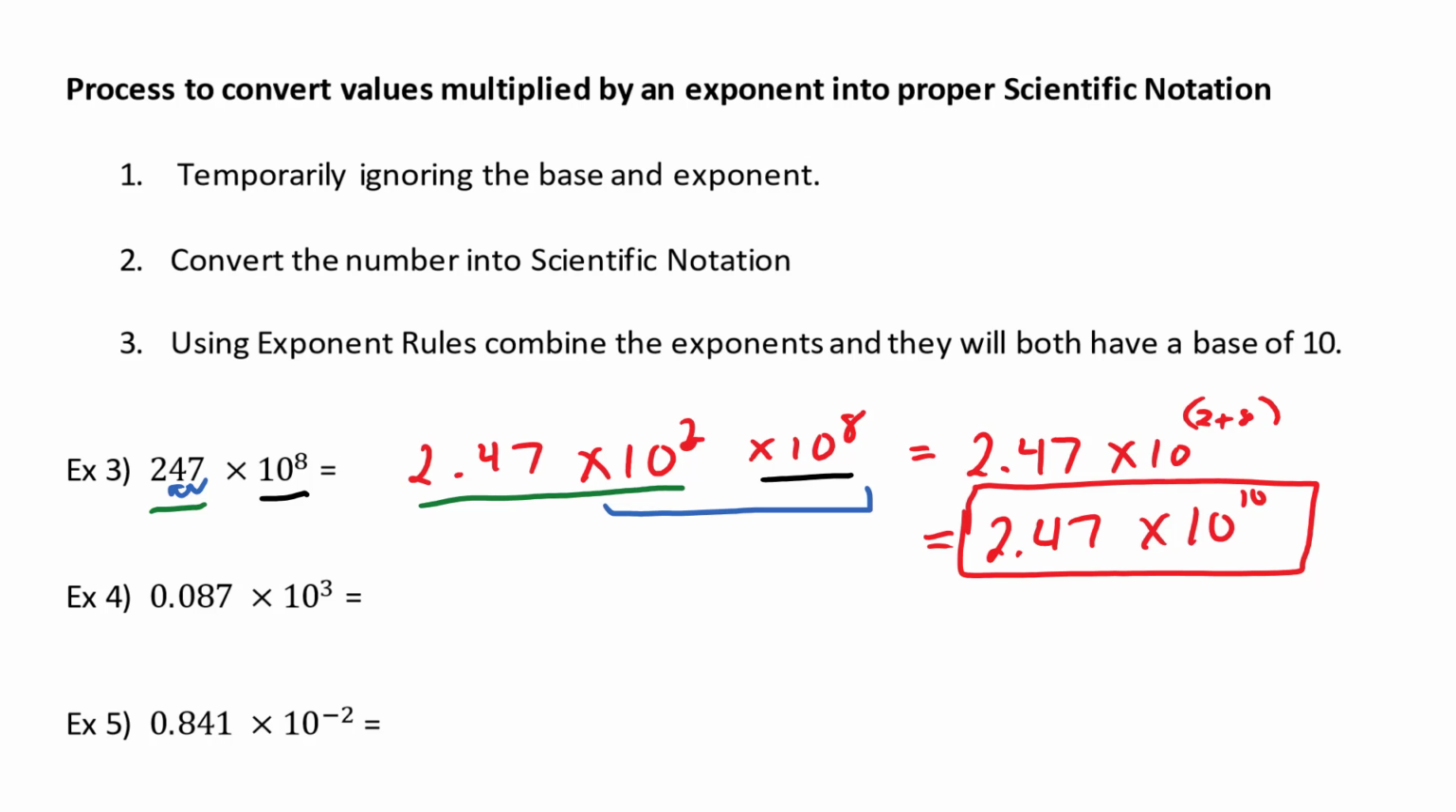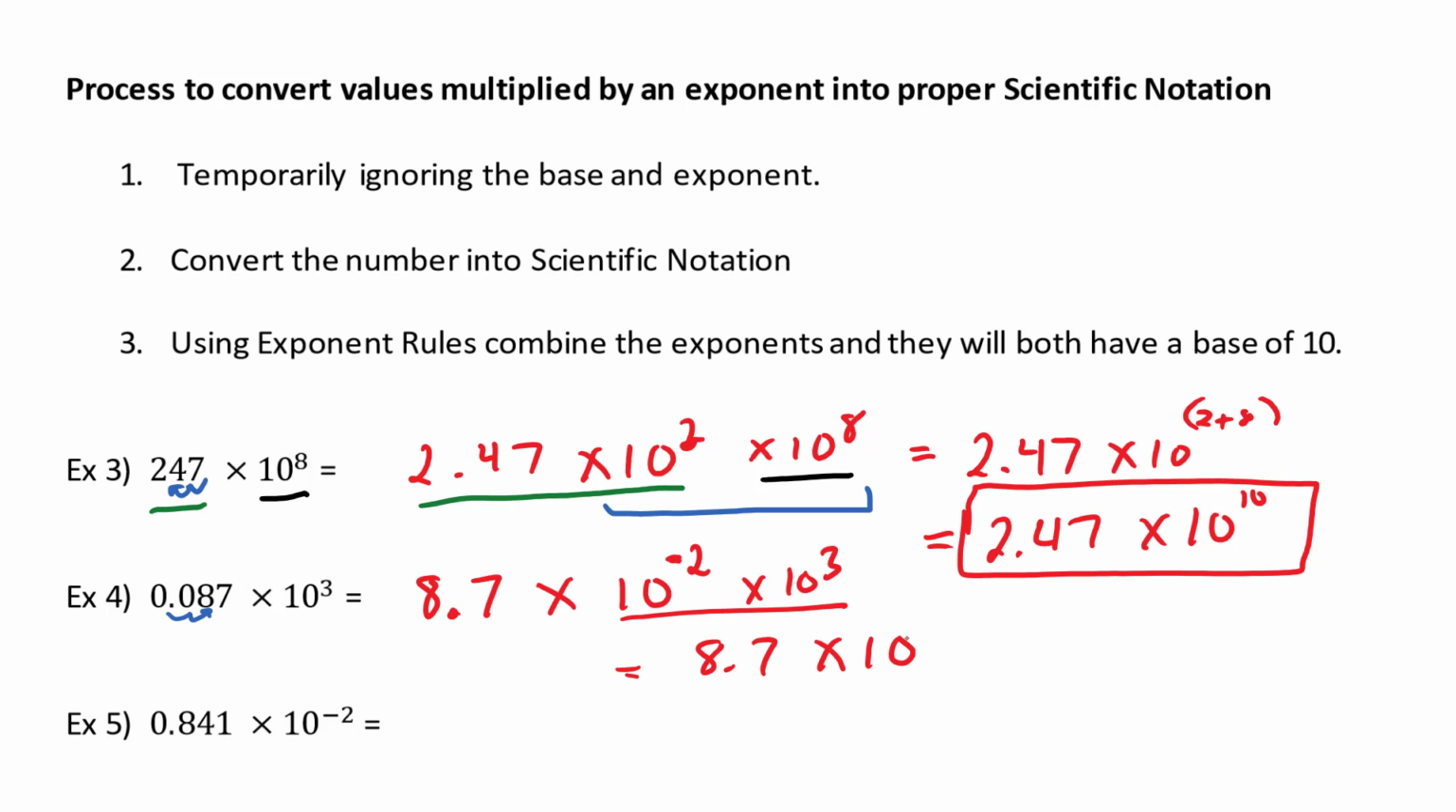Let's try the next one now. Again, we're just going to forget about that temporarily. We're going to convert this number into proper scientific notation. Move this over 1, 2 decimal places. 8.7. Ask yourself, is this a number between 1 but less than 10? Yes, it is. We move the decimal place over 2 spaces, so my exponent is 2. We took a small number and made it bigger, so I have to make that minus 2. Let's now put this back in, times 10 to the 3. Combine those together first.